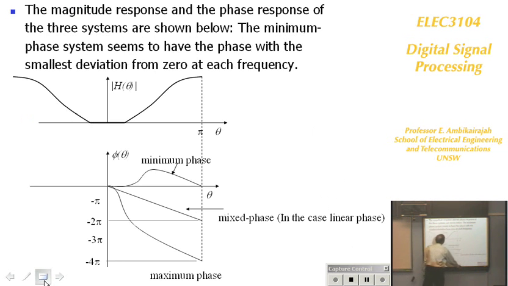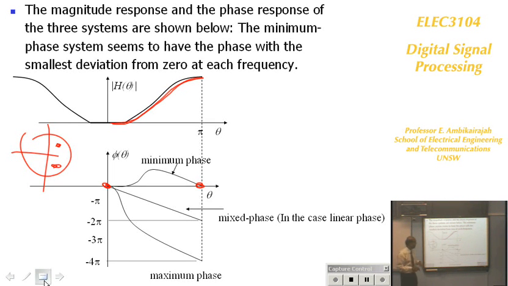Here is the magnitude response. For all three filters, the magnitude response looks the same. Now you look at the first filter, where all the zeros are inside the unit circle, and the phase at that point is 0, at that point is 0, and the difference is minimum. Take the mixed phase, where one zero is out, one is inside, and you work out the phase. You can see at 0 it is 0, at pi, this is pi, it's not 0. And you take the maximum phase, these are out.